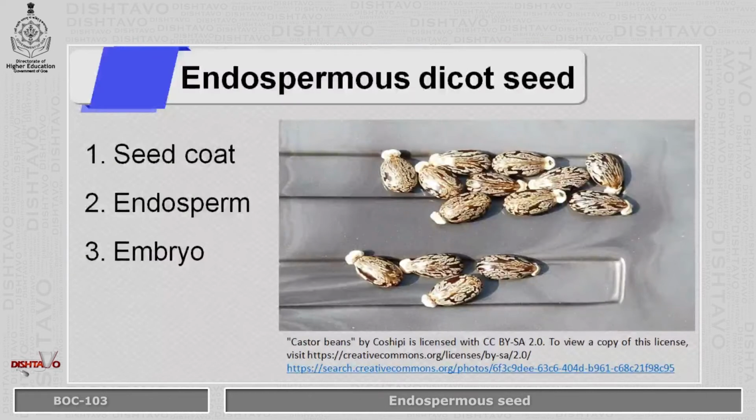Let us first understand the endospermous dicot seed. You can see the picture over here. It is an example of a castor seed. Now, an endospermous dicot seed is divided into three. The endospermous dicot seed is made up of three layers: seed coat, endosperm, and the embryo. We will learn these three structures in detail.